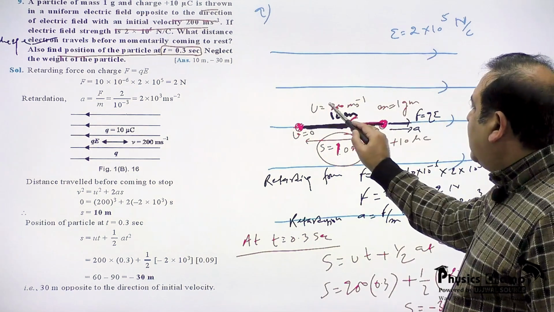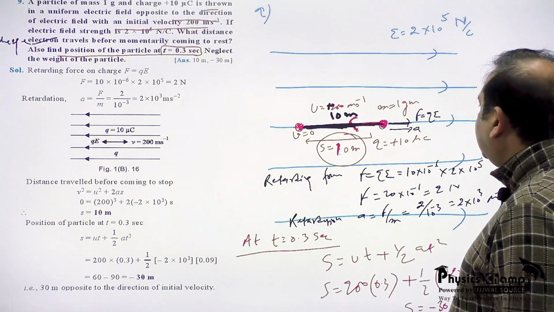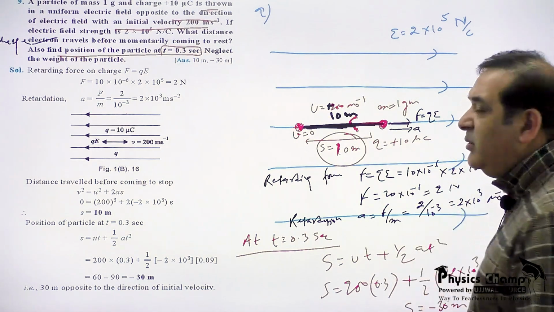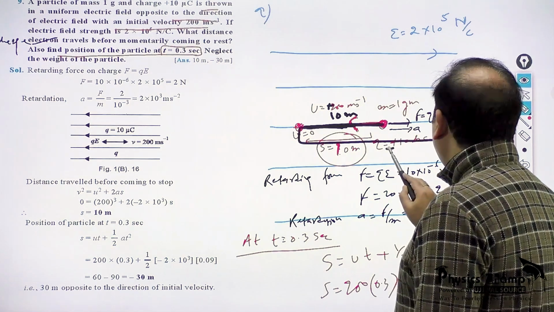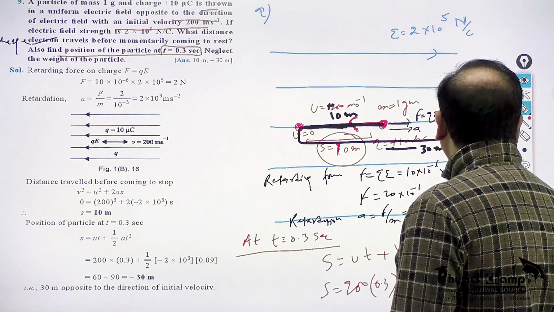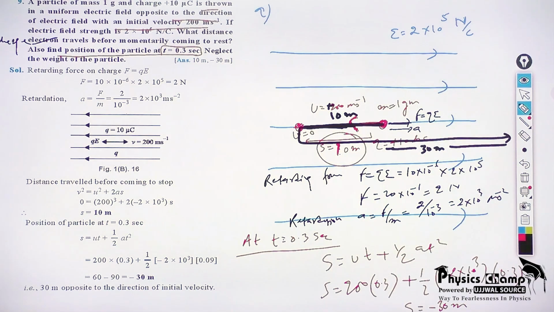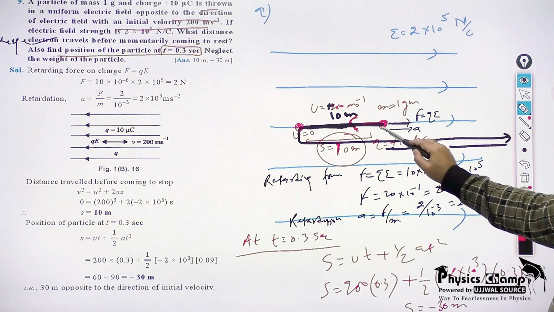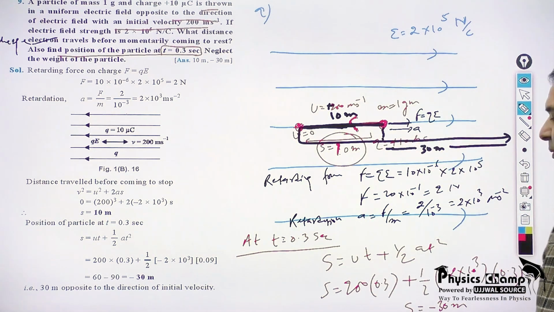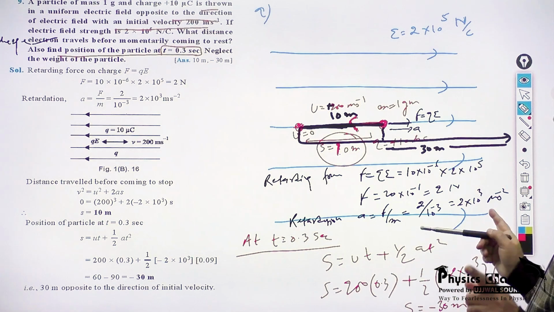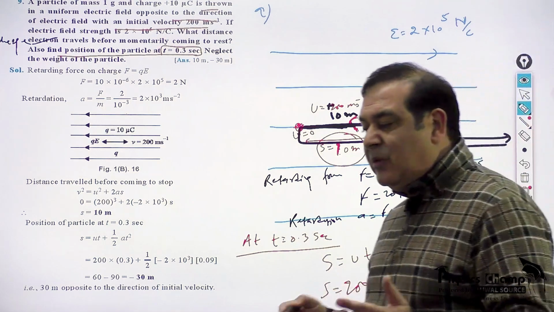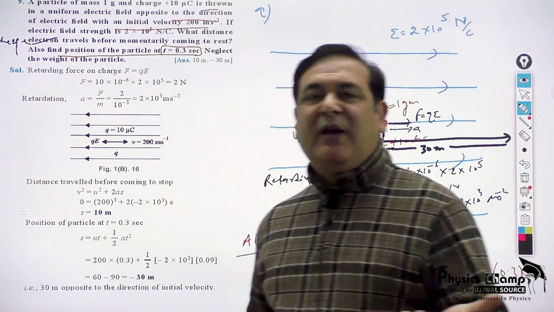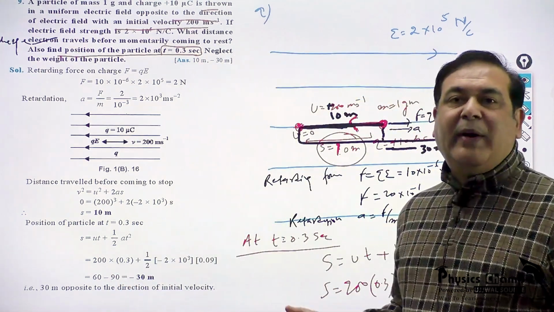And this u we have taken plus in this direction, and the acceleration, which is towards right, we have taken minus. Now if I am getting my answer as minus 30 meter, it means it will turn back and reach 30 meter towards right. This is the displacement, 30 meter from the starting position in a time of 0.3 second. So that's how we can get the displacement. Again, these are all basic questions of motion in one dimension. The additive thing is that the electric force QE is providing an acceleration or retardation.